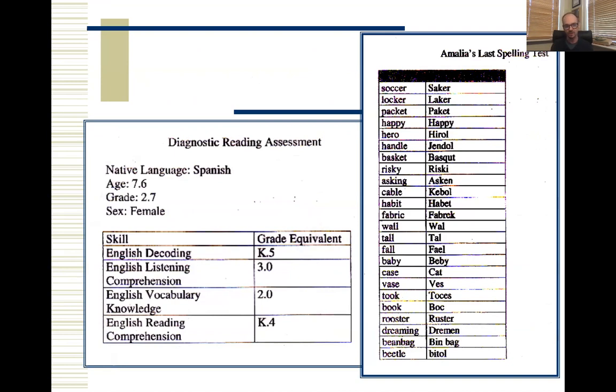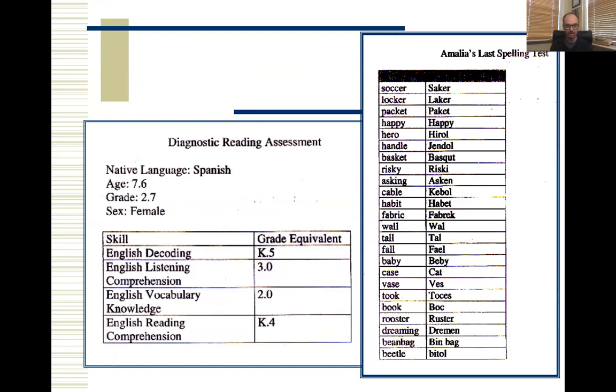And so this is the result of some of the testing that was done. So you can look at the grade equivalent. So this is comparing Amalia to the grade equivalent of a native English-speaking second grade, or how does she perform relative to native English speakers? And what you see here is her English decoding, her word reading is very low at 5 months into kindergarten level. Her English listening comprehension is quite high, 3rd grade level, she's in 2nd grade.